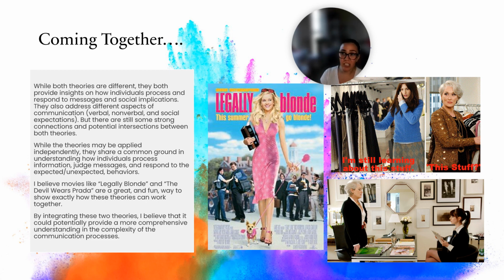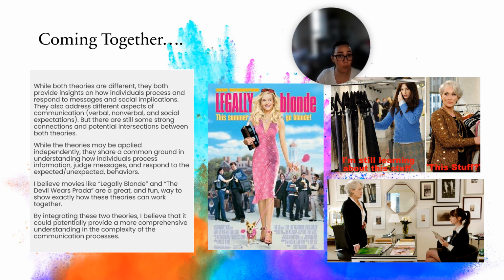Now, while both theories are different, they do provide insight on how individuals process and respond to messages and social implications. They also address different aspects of communication. We're talking verbal, nonverbal, social expectations. Sometimes they go hand in hand. Sometimes it's two of those three. Sometimes it's just one. There are still some strong connections between the potential intersections of both theories. Like, to me, they go hand in hand. You can't really have one without the other. Now, while the theories may be applied independently, they do share common ground, and they help us understand how individuals process information, how they're judging these messages and expectations, and how they're responding to the expected or unexpected behaviors.